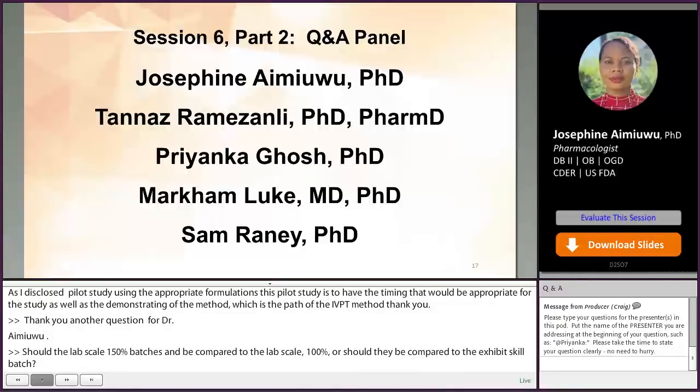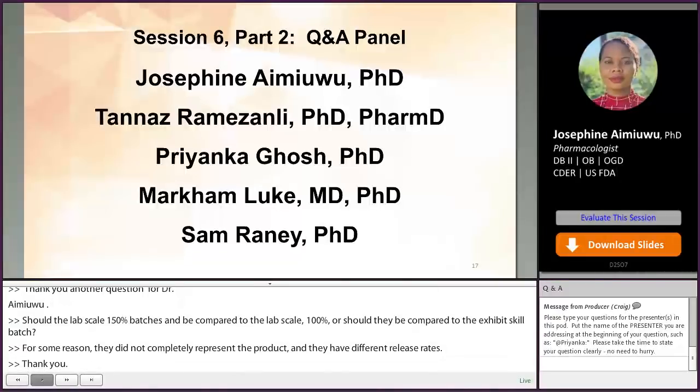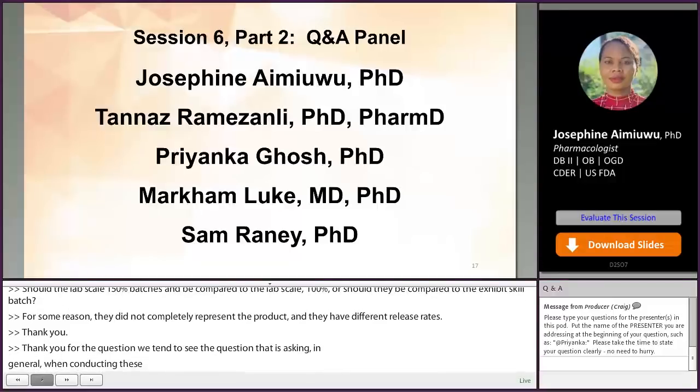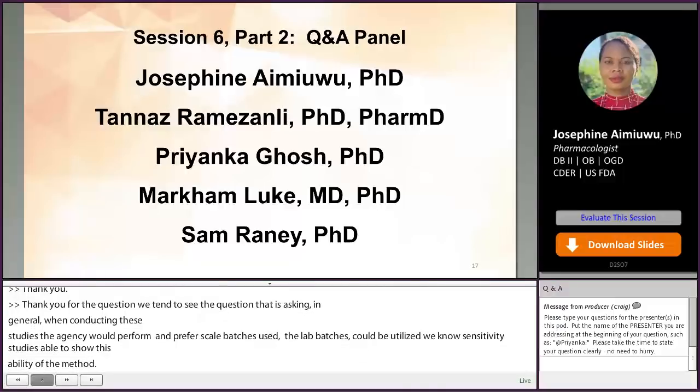Thank you for the question. We tend to see this question being asked in most of the workshops that have been done by FDA. So in general, when performing IVRT sensitivity studies, the agency would prefer, if possible, that exhibit scale batches are used. However, we understand the challenges and limitations in resources, so the lab scale batches could be utilized. We know that the goal of sensitivity studies is to show the discriminatory ability of your method from similar formulations by comparing the release rate from the test formulation with that of two comparable formulations in which the concentration of drug has been altered, in this case with a higher strength, which is the 150% of the nominal reference concentration, and the lower one, which is the 50%.